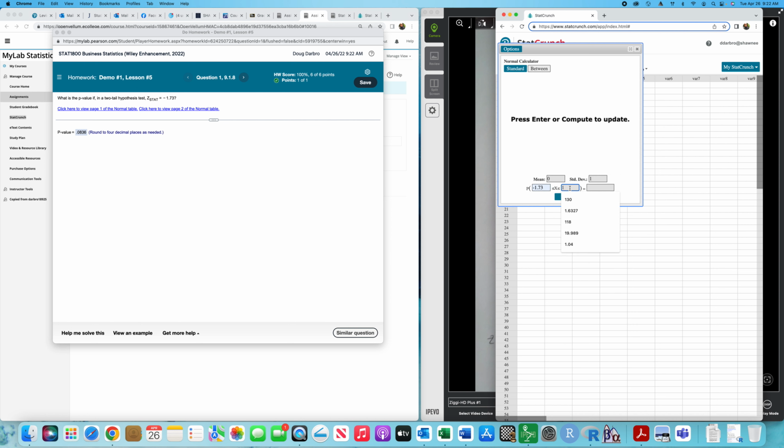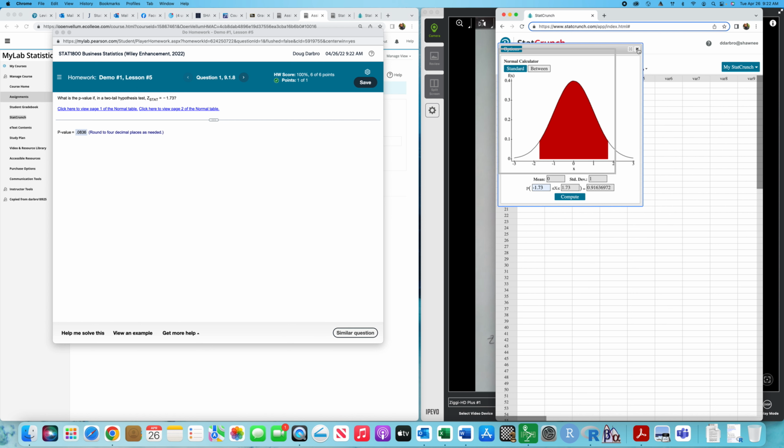If I go negative 1.73 and 1.73 using the between option, notice I get 0.9163. So I'm getting the area in the middle, but I don't need that area. I need this area down here, and I need the area up here that's in the white. Well, if I take 1 and subtract 0.9163, I get 0.0836. So just another way that you could have worked this problem.